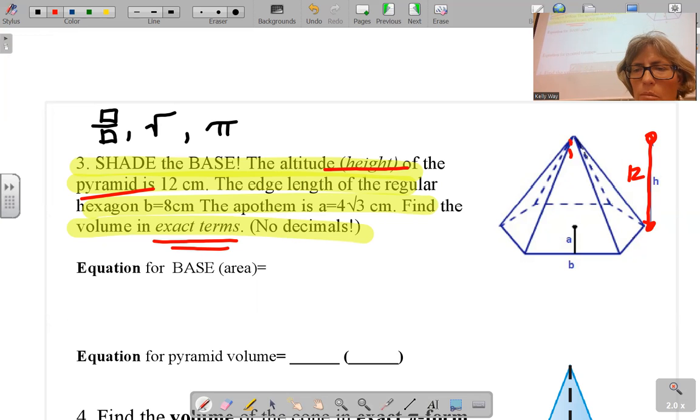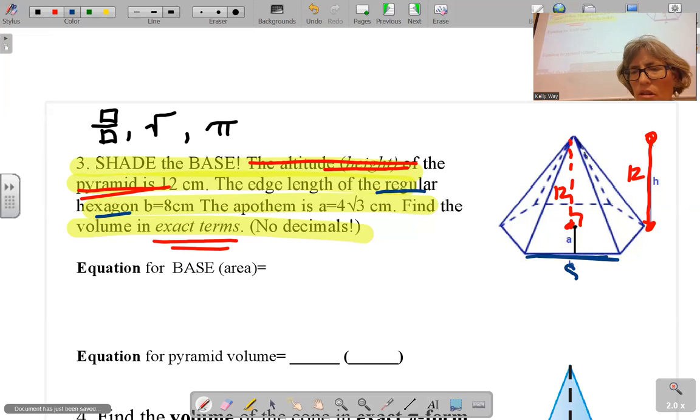I'm going to draw it down the middle so you can see it both. It hits at a right angle, that's 12. How do I go on this one? You leave it as a reduced fraction, sir. Edge length of a regular hexagon, that's the E, is 8. The apothem is 4 root 3.